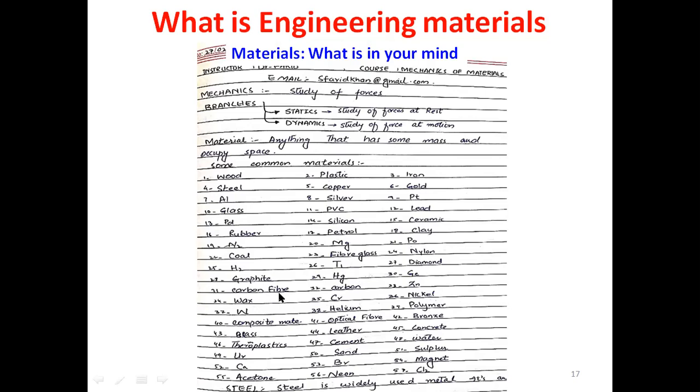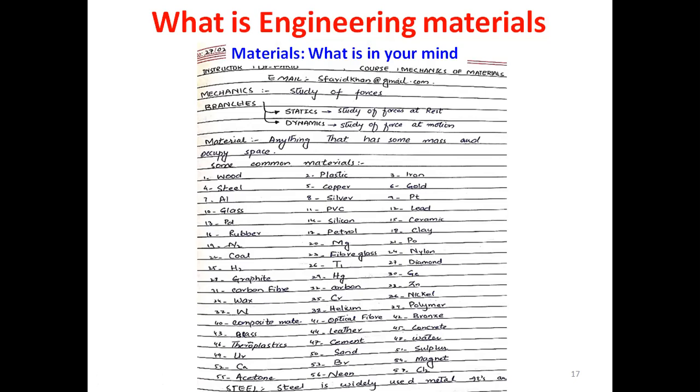carbon fiber, carbon, zinc, wax, chromium, nickel, tungsten, helium, polymer, composite material, optical fiber, bronze, brass, leather, concrete, thermoplastics, cement, water, uranium, sand, sulfur, calcium, barium, magnet, acetone, neon, chlorine. So these were actually the answers which I obtained from the students of the last semester.